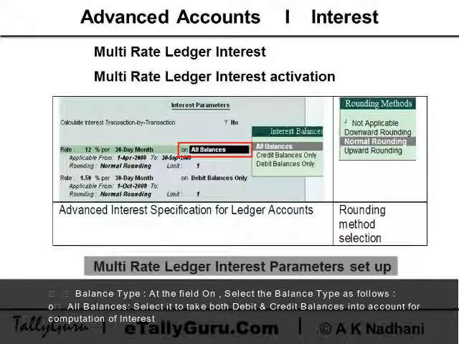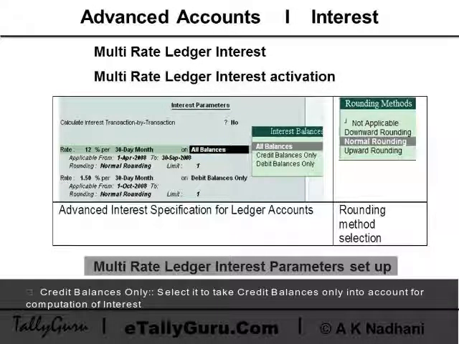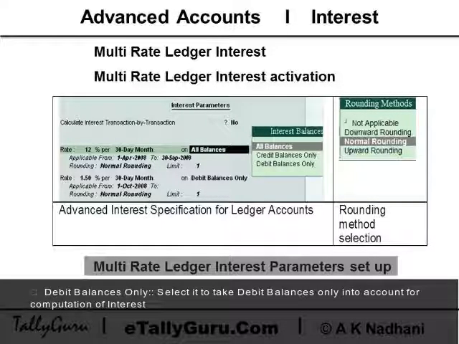Balance type. At the field On, select the balance type as follows. All balances: select it to take both debit and credit balances into account for computation of interest. Credit balances only: select it to take credit balances only into account. Debit balances only: select it to take debit balances only into account.